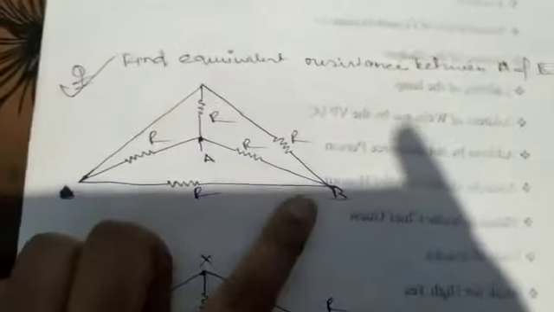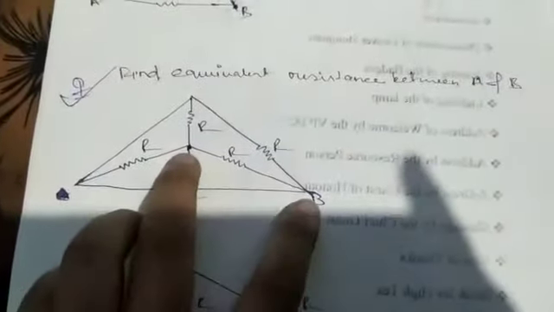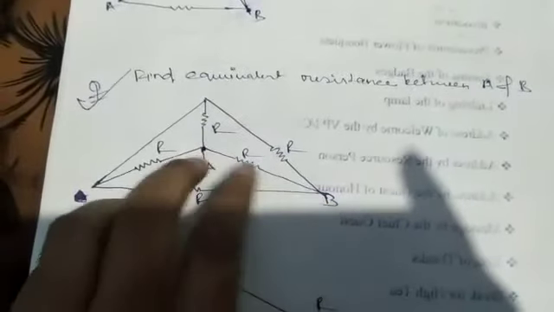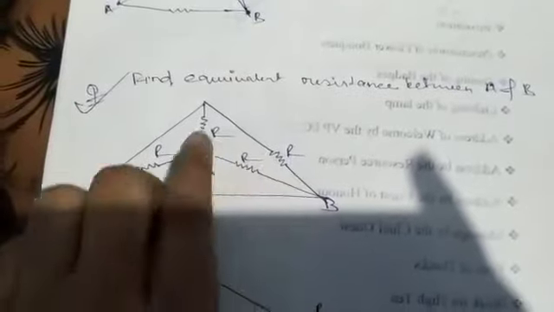Repeat it again. Now suppose the circuit is like this. In this type of circuit, what is given? We have to find the equivalent resistance between A and B. Here we can see that from A, 3 resistances are connected, and from B also 3 resistances are connected. So now what can we do?